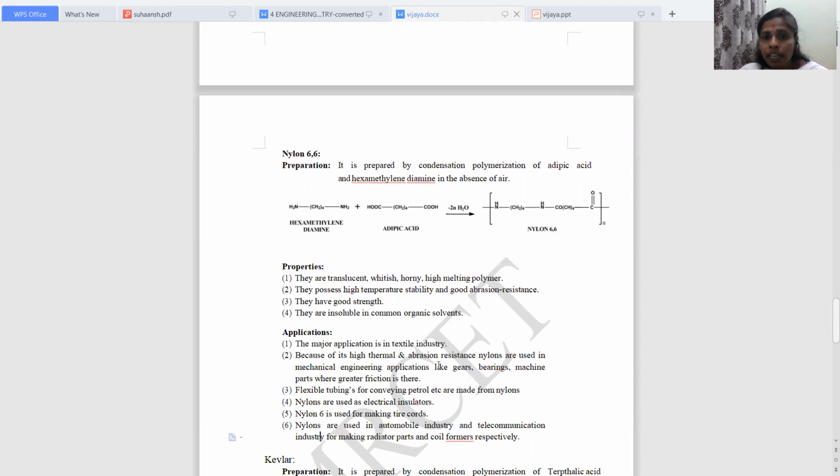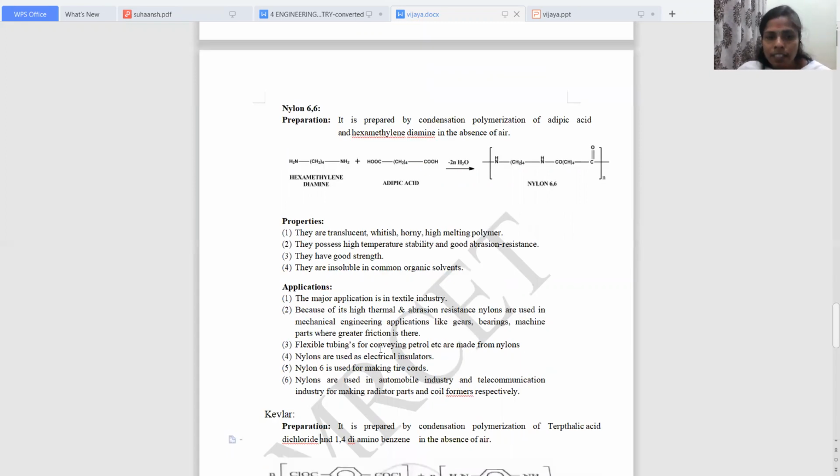Because of its high thermal and abrasion resistance, nylons are used in mechanical engineering applications like gears, bearings, machine parts, where greater friction is there. Flexible tubing for conveying petrol, etc., is made from nylon. Nylons are used as electrical insulators and in making tires, and also used in the automobile industry and telecommunication industry for making radiator parts and coil formers respectively. So these are the applications and properties of nylon 6,6.